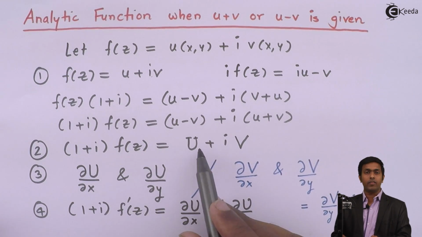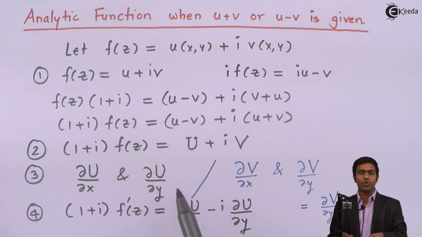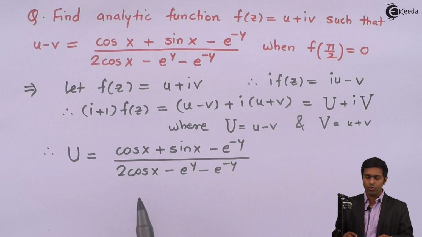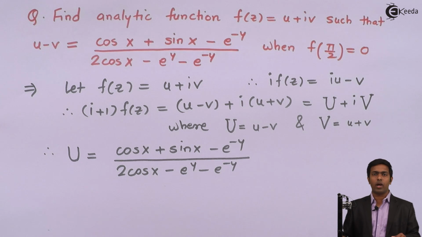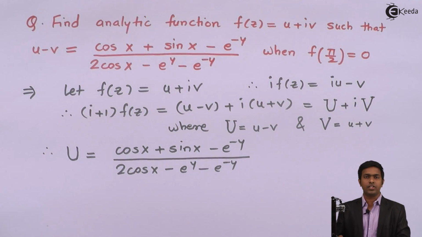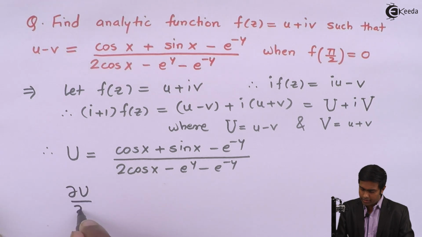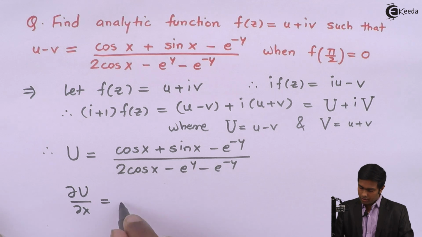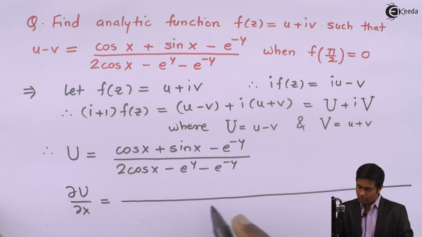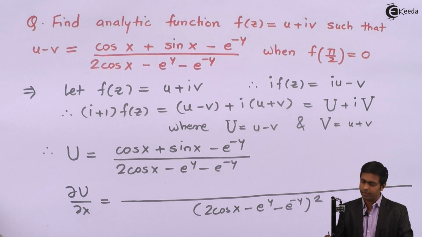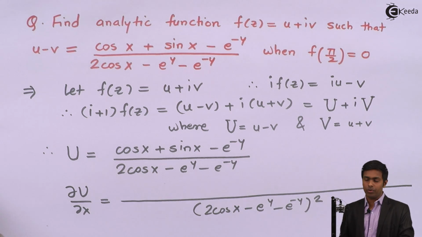So since U is given, we'll find out ∂U/∂x and ∂U/∂y. So for that I'll differentiate this U with respect to x and y partially. So by differentiating U with respect to x, we will get ∂U/∂x as, this denominator will be (2 cos x minus e^y minus e^(-y)) the whole square. So I am applying the u by v rule.